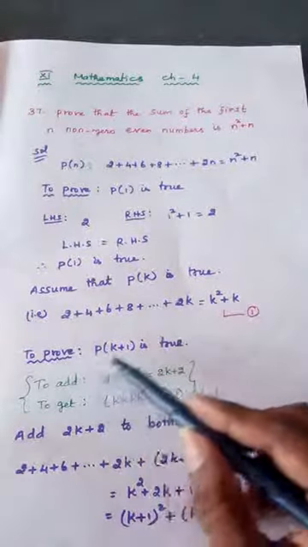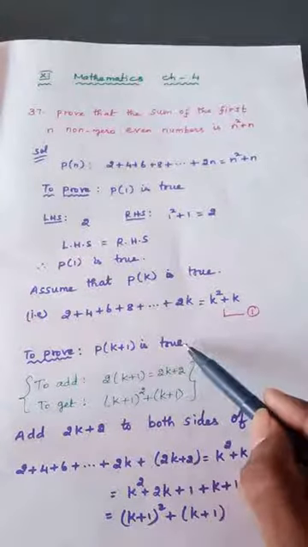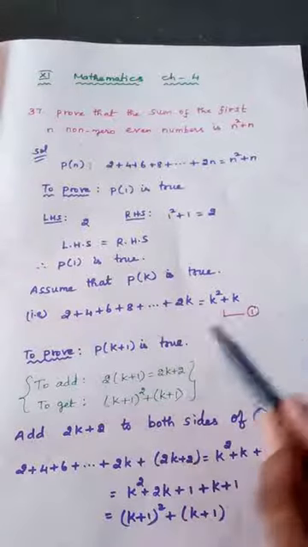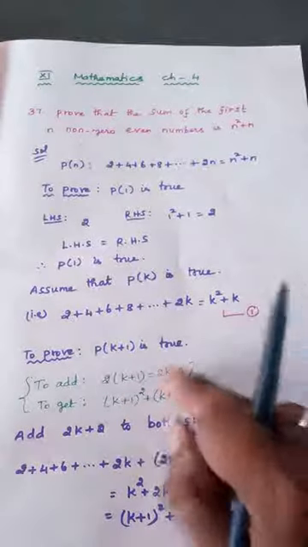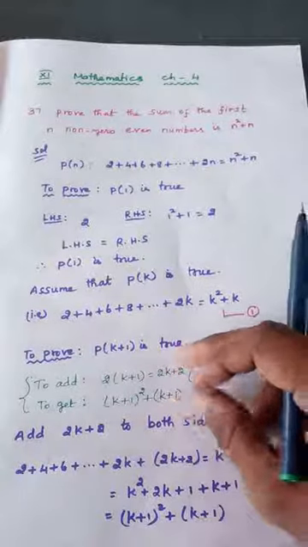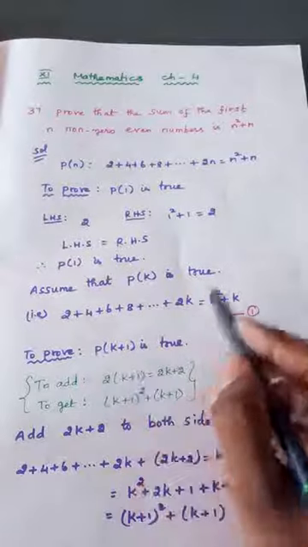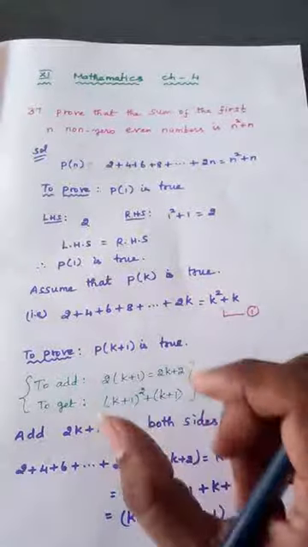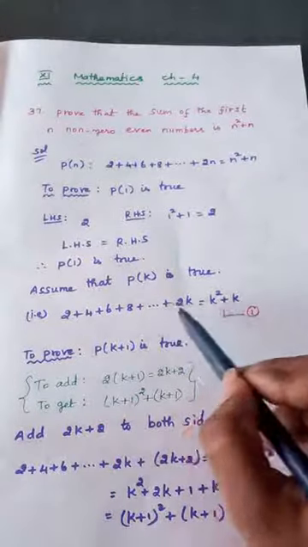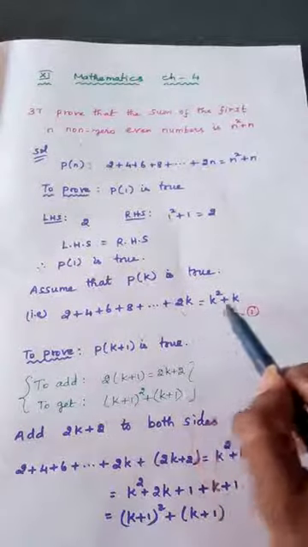Now what I have to prove is P of k plus 1 is true. This is what I want to prove. And this is important. You need not write this in your examination, but you should know this. For proving this result, we should add some term to both sides of equation number 1.